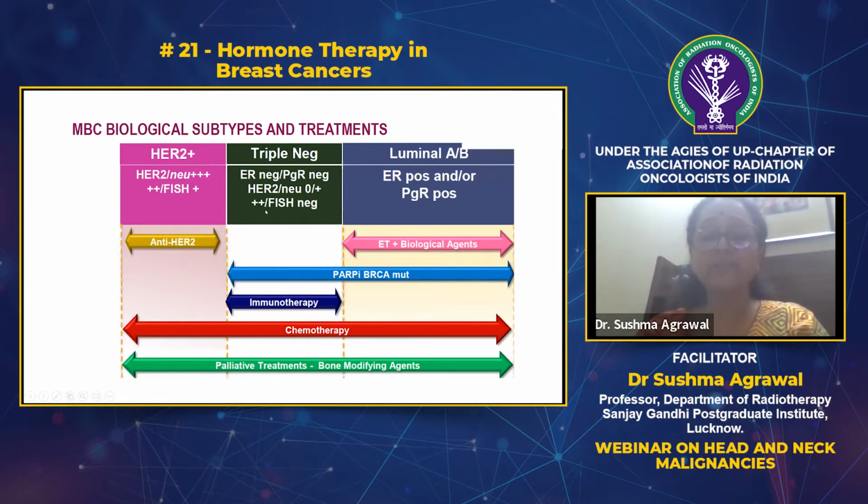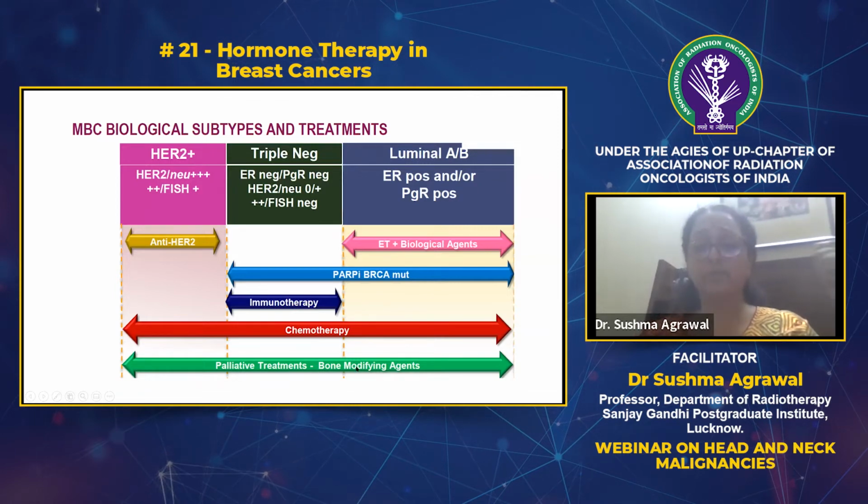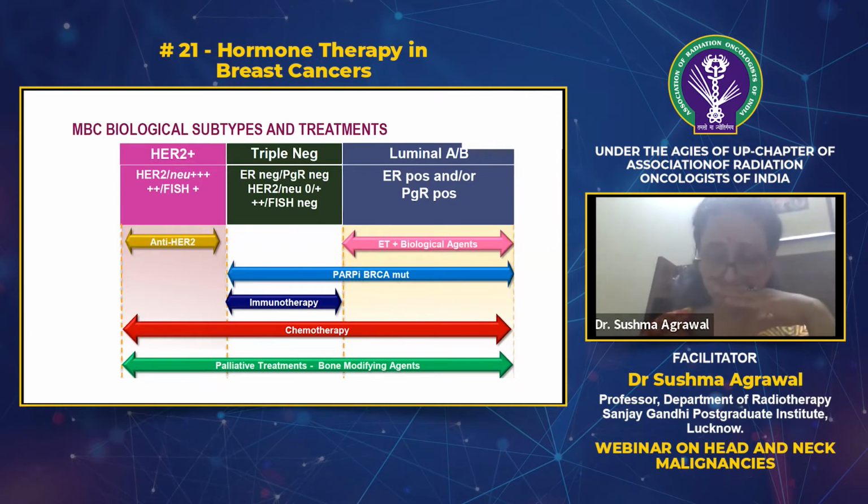As you can see, in HER2 positive, anti-HER2 therapy is given. In triple negative, it is only chemo. Nowadays, immuno has come up. In luminal A's and B, apart from endocrine and biological agents, PARP inhibitors are also there. And of course, in skeletal mets patients, bone modifying agents should be given.